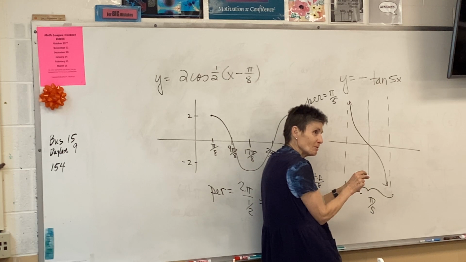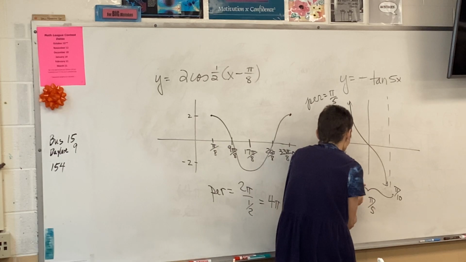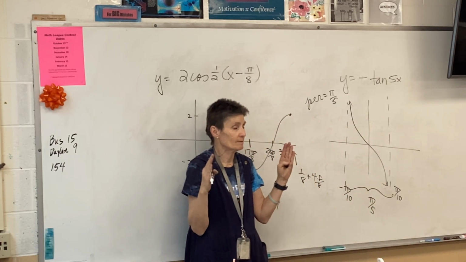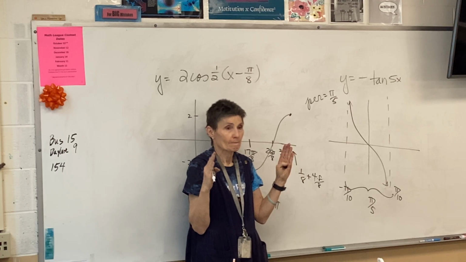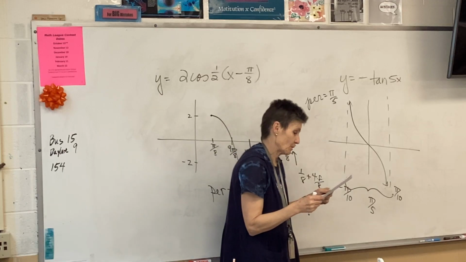Did I tell you about my shirt? Oh, steal my joke. That brings back happy. Yeah, I said it. Pi over 10 and negative pi over 10. I did say it. I heard you say it. Make a joke.